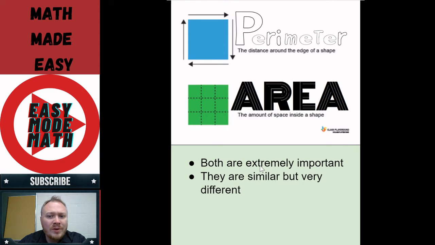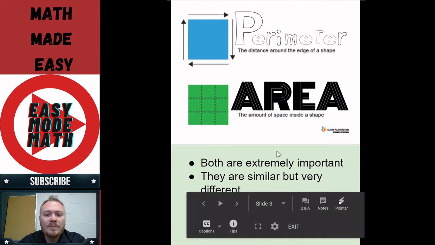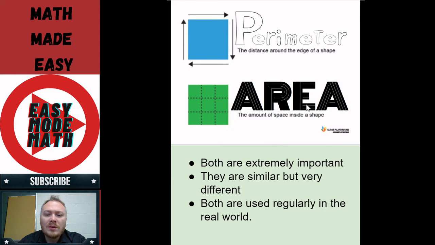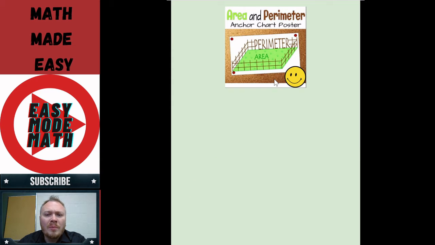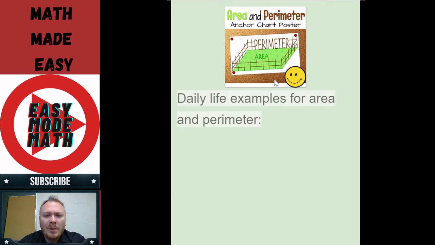They are different, but they are kind of similar. We talk about them a lot together when we're learning them. And then lastly as well, they are used regularly in the real world. These are very relatable real world topics. So this is a great little picture of area and perimeter. The fence is going to be the perimeter and the grass is going to be the area. And I love that breakdown for these two topics.